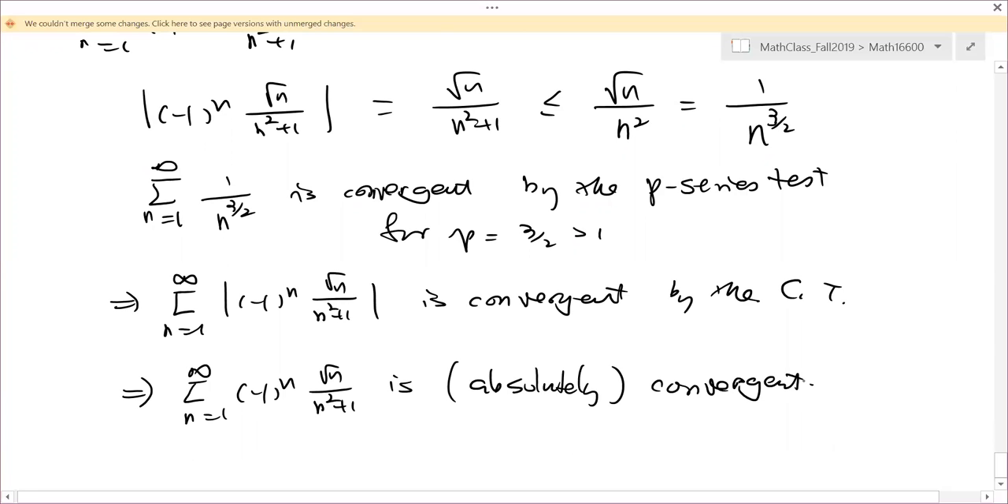Okay, this is a complete argument. Absolutely convergent. But we do not need to prove it's absolutely convergent, so you could just say it's convergent. But if you answer absolutely convergent, that tells me you know more than what I need.